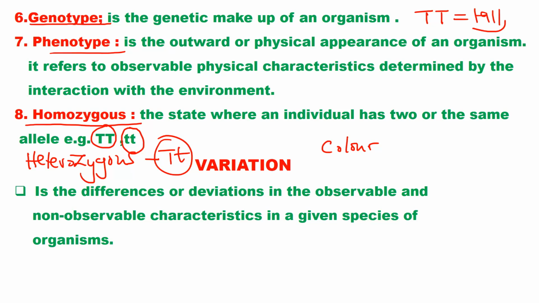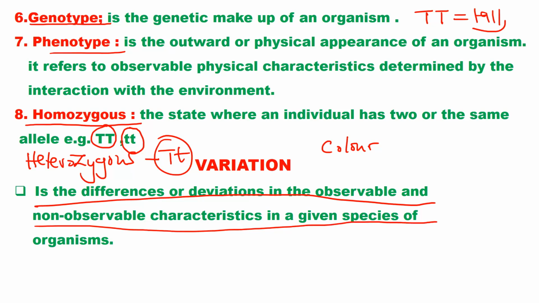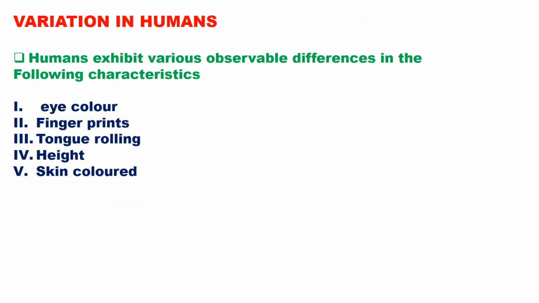So what is variation? Variation is just the differences or deviation in the observable and non-observable characteristics in a given species of organism. That is what we call variation. So variation is just differences or deviation in the observable and non-observable characteristics in a given species of organisms. Okay, that is what we call variation. Now, let us look at variation in humans to be specific.